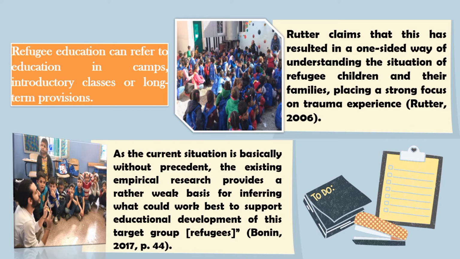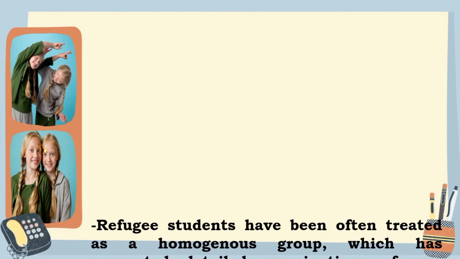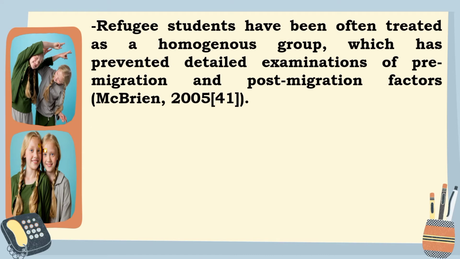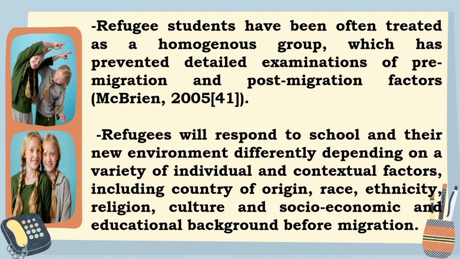Since most of the refugees came from the countries of Afghanistan, Iraq, Iran, and other countries in Asia, refugee students have been often treated as a homogeneous group, which has prevented detailed examinations of pre-migration and post-migration factors, according to McBreen in 2005. These are relevant for understanding the particular needs of refugee students and developing appropriate educational support, according to Rutner in 2006.